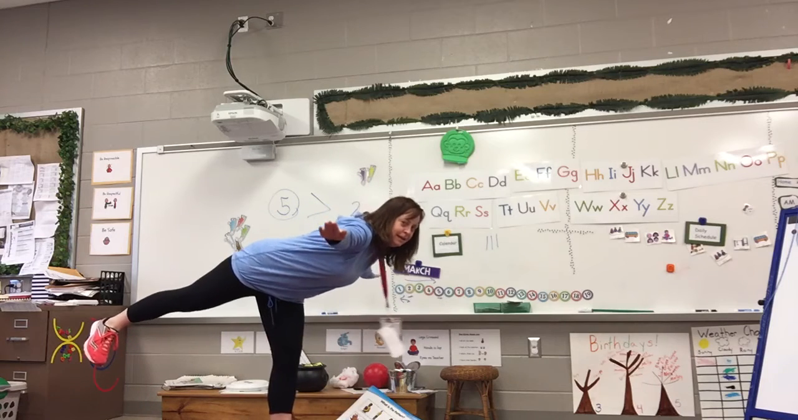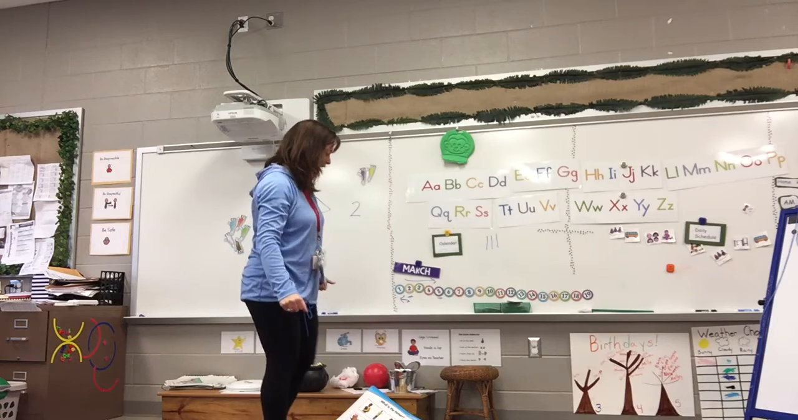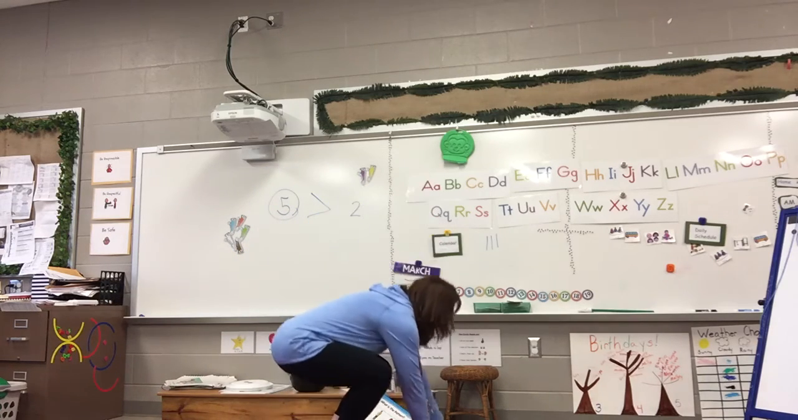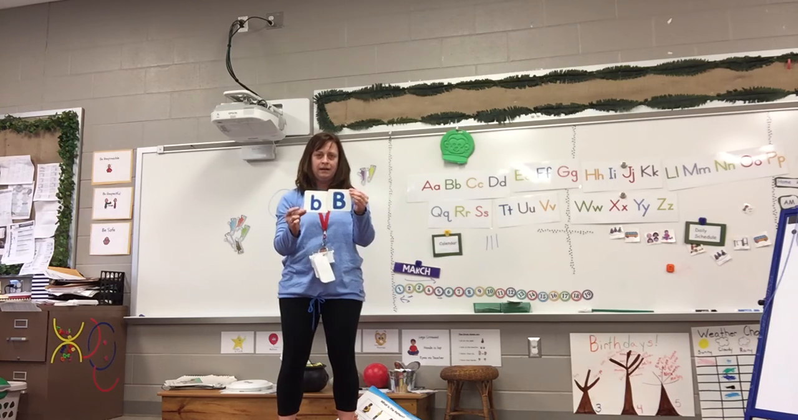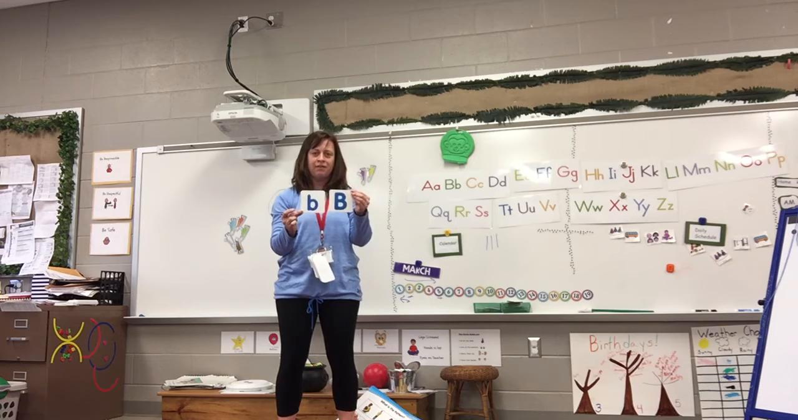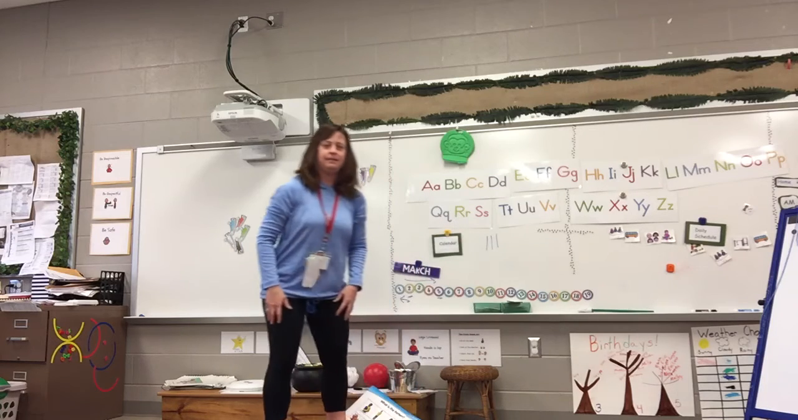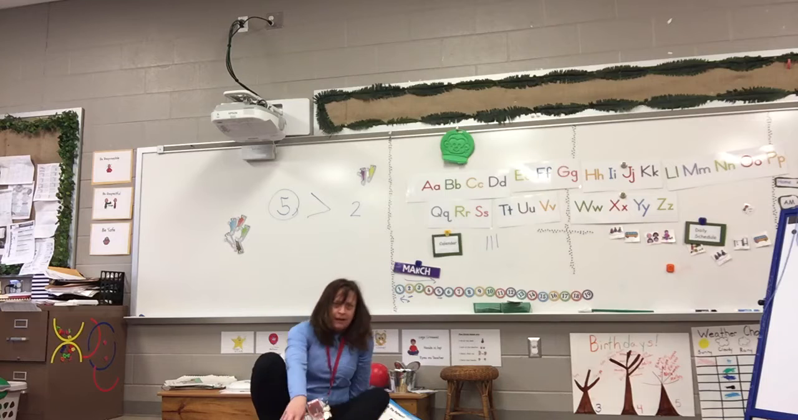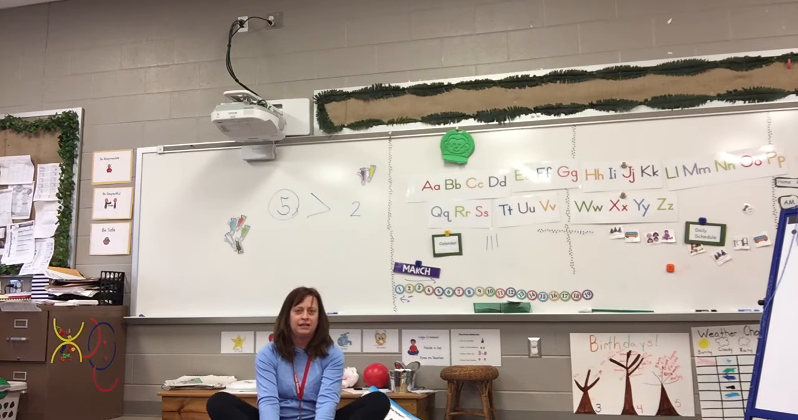So let's all make the airplane. Okay, can you see me? All right, this is how we're gonna fly through the sky. And then if you want, you can always do your other leg too. Make sure you don't fall over. All right, what letter is this? B for butterfly. Butterfly's gonna get on the floor, so hopefully you guys can see me. I'm gonna put my feet together and my knees out, like so.